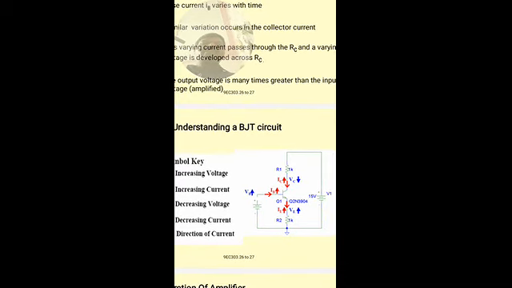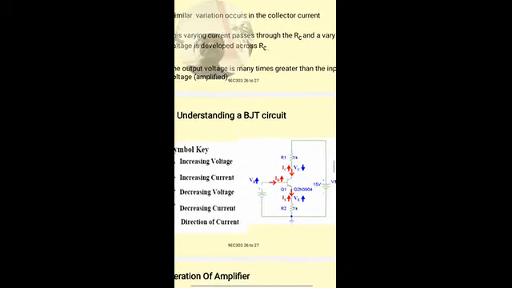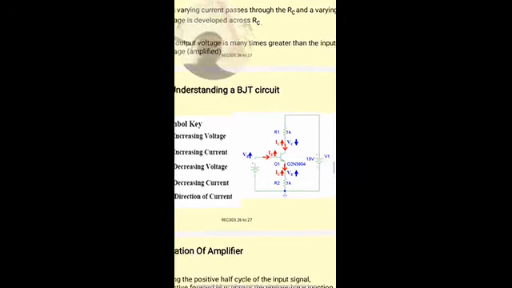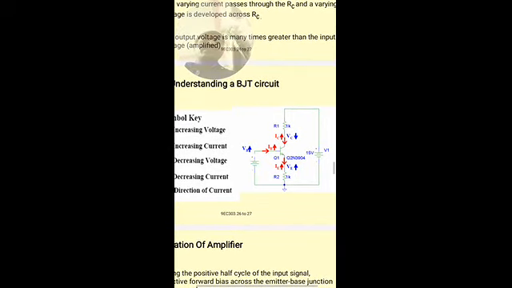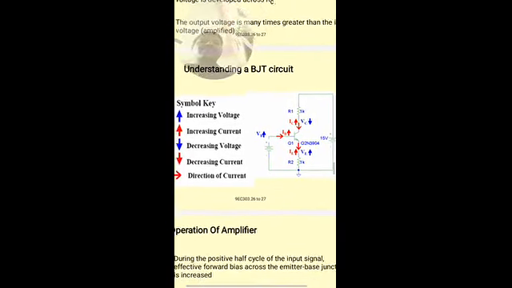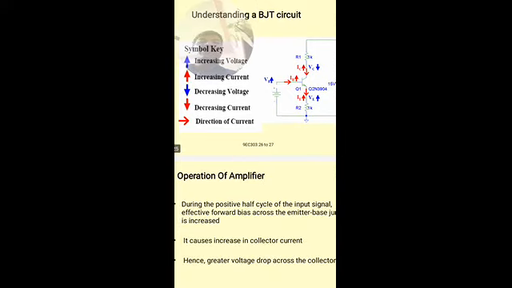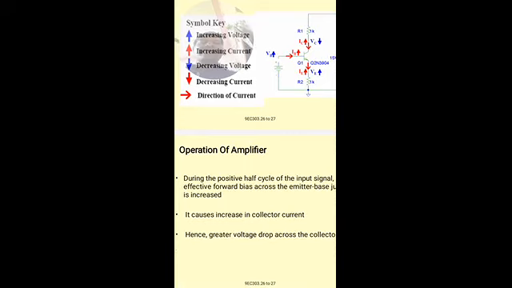So when IC increases, this IC, when flowing through the load resistor, is going to produce a high voltage. This increase in the collector current, when passing through the load, is going to produce a large voltage.